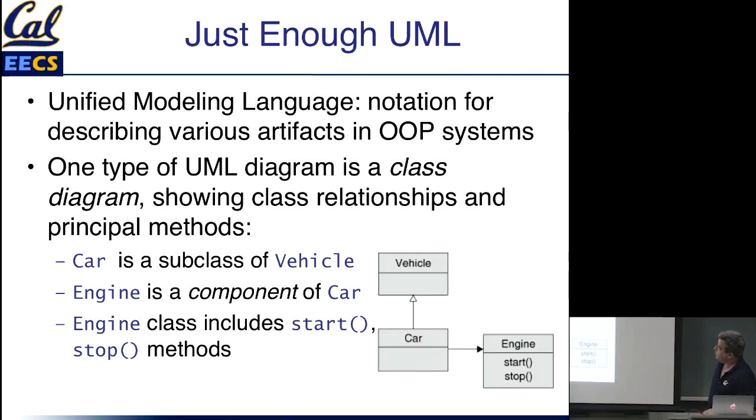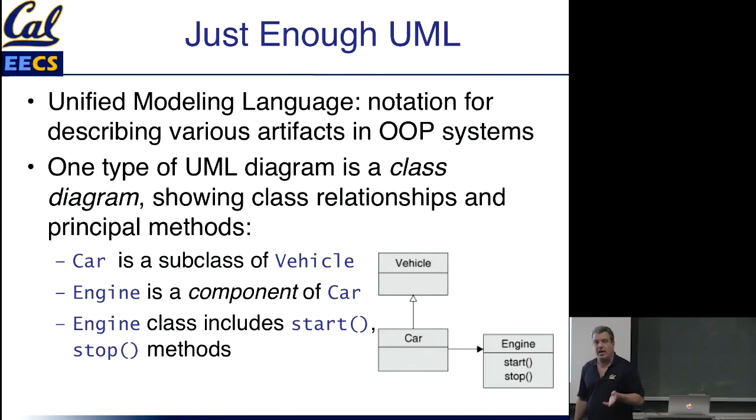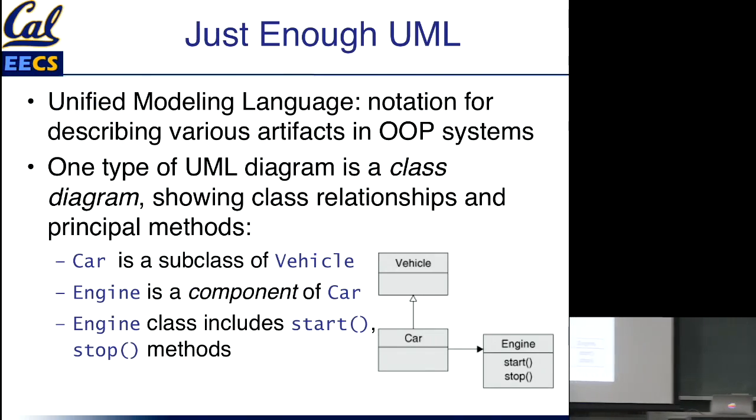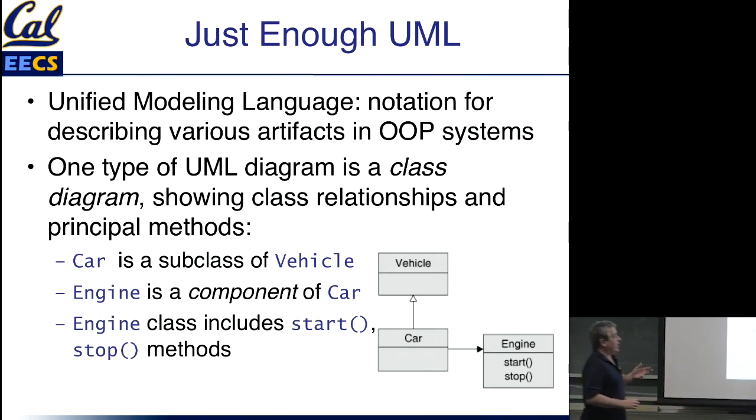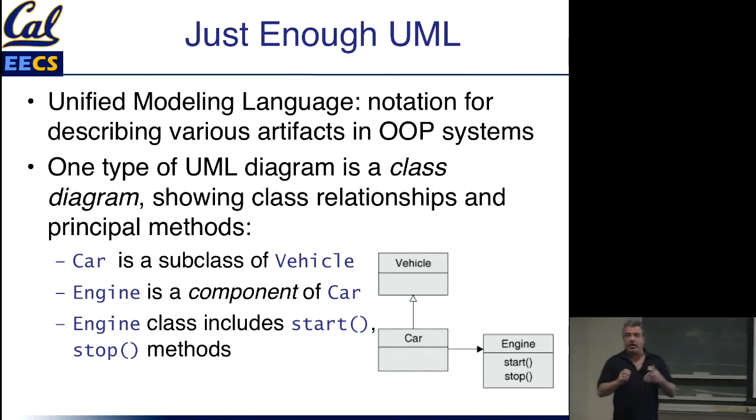So UML is really more like a set of types of diagram than a language. It's not like a programming language, but it is a set of notations for describing various structures in an object-oriented system. There's a zillion different UML diagrams, but the most common kind, which we're going to use a lot, is the class diagram that shows the class relationships, and sometimes it shows some of the most important methods in the class. So what kinds of things can you put into a class diagram?